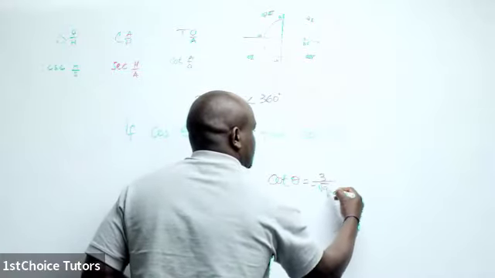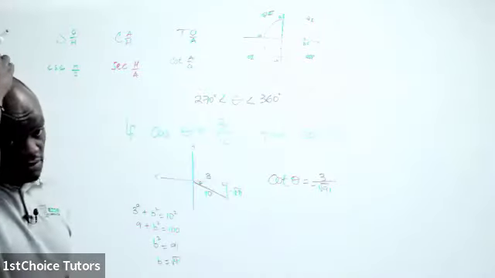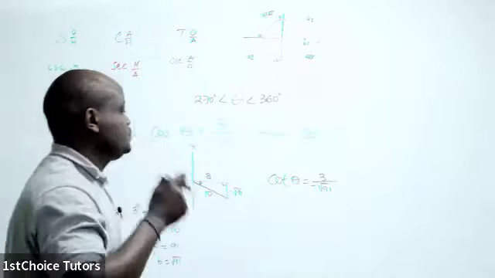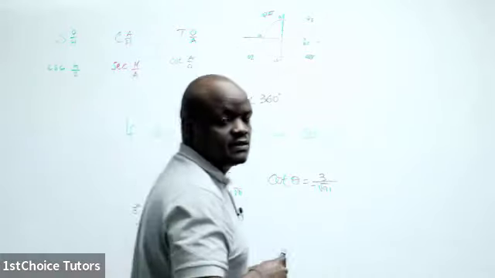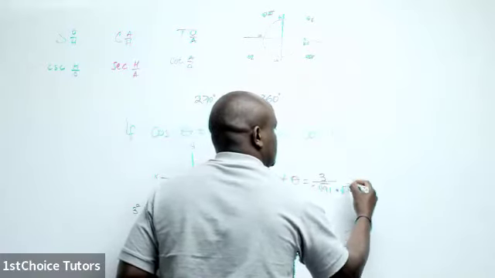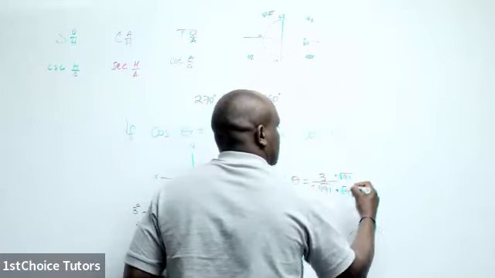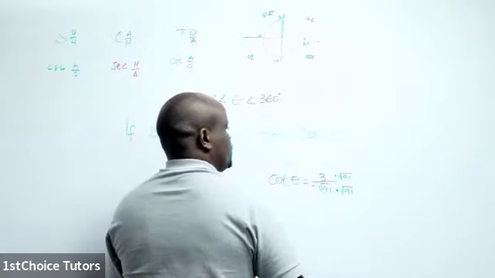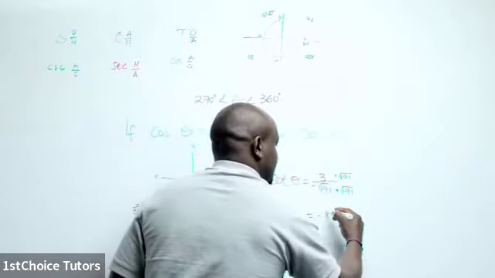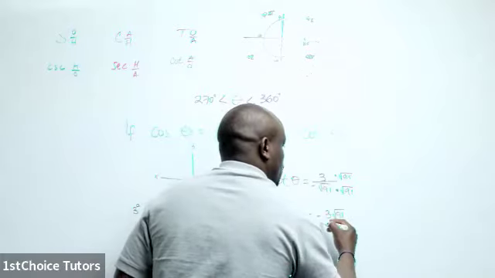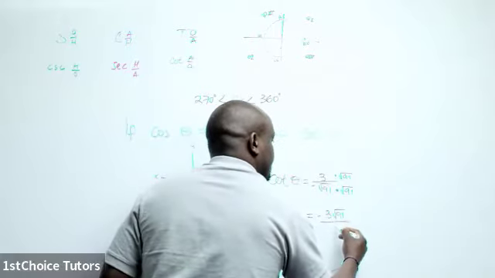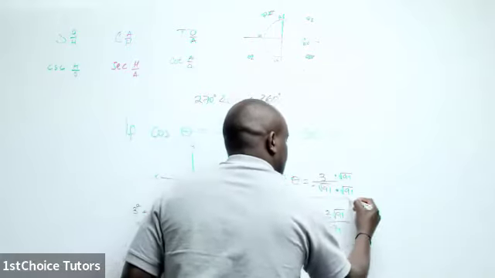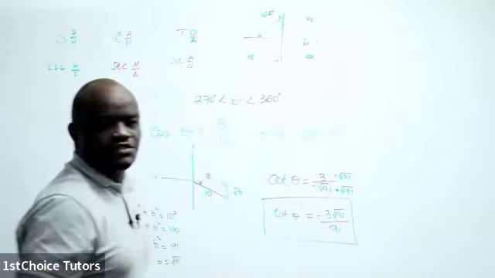Yep, negative root 91. But there's a problem with this. We're not allowed to have a square root in the bottom. So how do we fix that? You have to multiply by square root of 91. Negative square root of 91. And then that turns into negative 3 root 91 over 91. Correct. Excellent. That would be your answer to that question.